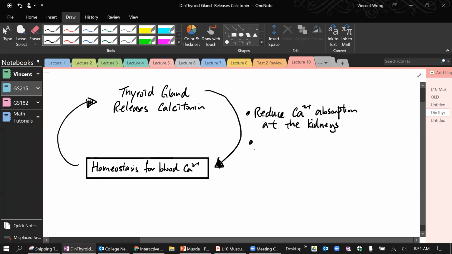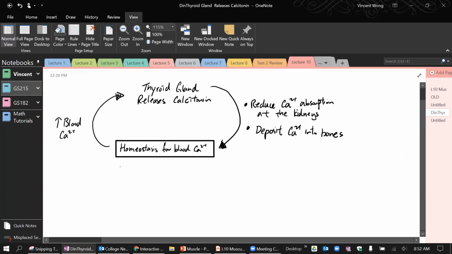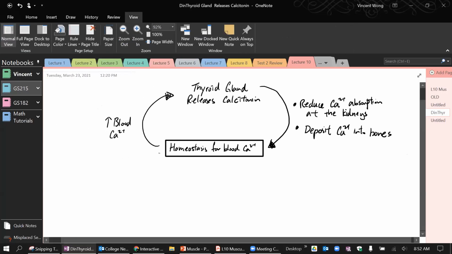In addition, calcitonin will deposit calcium ions into bones. Remember, bone is an excellent place to store calcium. So you have extra now in the blood, might as well put it in the bones. Together, these actions will return the blood calcium level to normal. Now, of course, the opposite can happen. You can have a decrease in blood calcium.